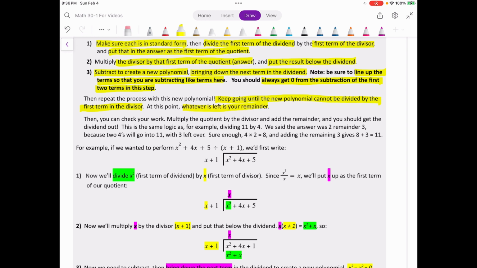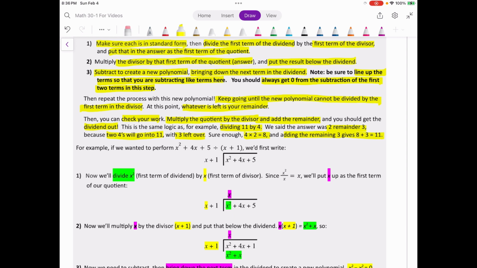And then you can always check your work, right? Remember, we're dividing here, so we should be able to undo the division by multiplying and get back to where we started, right? We can check our work by multiplying the quotient by the divisor and then adding the remainder. And we should get the dividend that we started with, right? Same logic as dividing 11 by 4, right? We said that the answer was 2 remainder 3 because 2 4s will go into 11 with 3 left over. Sure enough, right? 4 times 2 is 8, and if we add the remaining 3, we get 11. So we can always check our work at the end the same way.